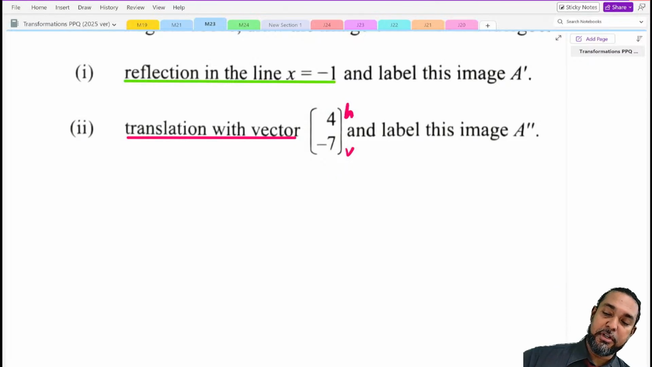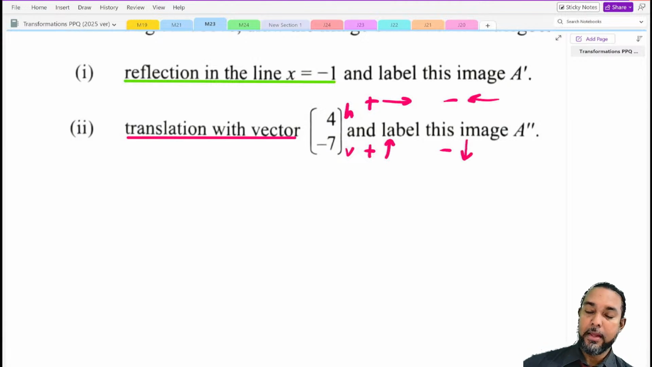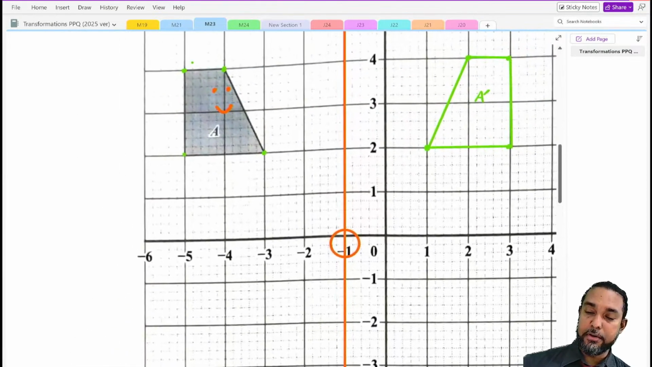So if your horizontal component is positive, you go to the right. If it's negative, you go to the left. The vertical component, if it's positive, you're going up. If it's negative, you're going down. So here, we go 4 spaces to the right, and then 7 spaces down. So again, you start with the vertices. You take each corner and then move them.